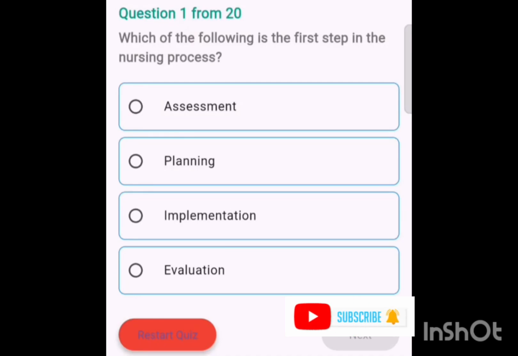In this content today, we will discuss nursing care plan important MCQs with rationale, so that you can learn faster and understand deeper with confidence. So before having any delay, let's start.